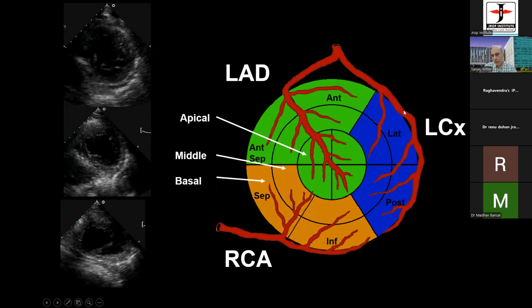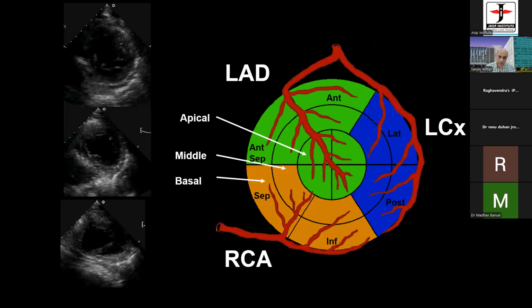The circumflex goes into the AV groove and supplies OM1, OM2, and OM3, and this is how it would be supplying the various segments. The septum, the basal and mid septum, not the posterior, is supplied by the PDA artery from the RCA usually, and the PLB supplying the inferior. So this is how we can have a correlation of various segments to the coronary.